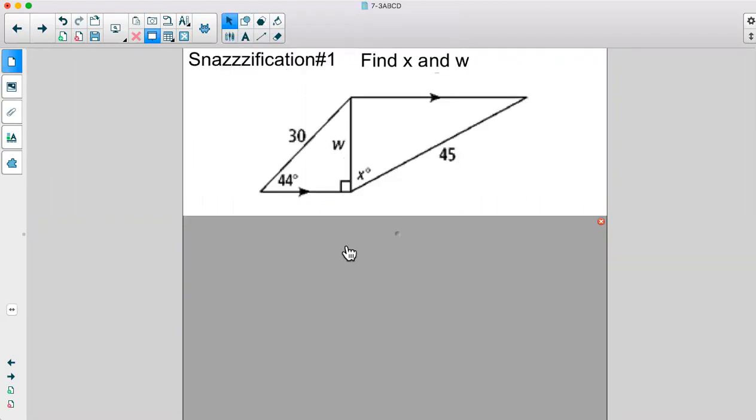So if you think you're ready for it, just pause and try this on your own paper before you go any further, just to see how far you can get. And then press play and I'll model it for you.